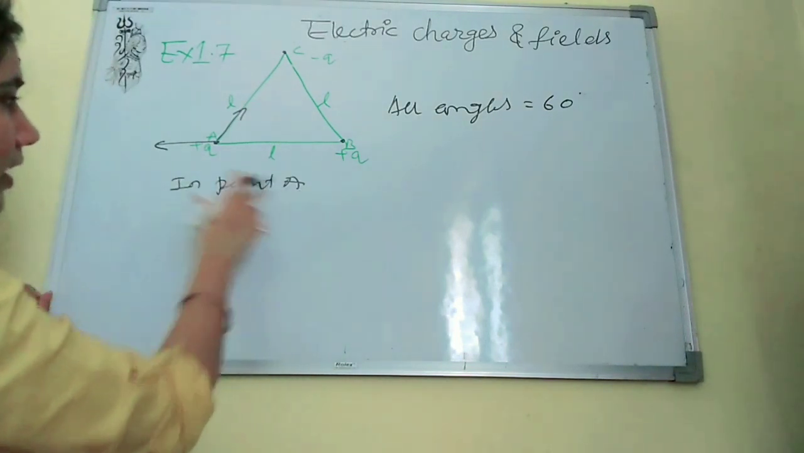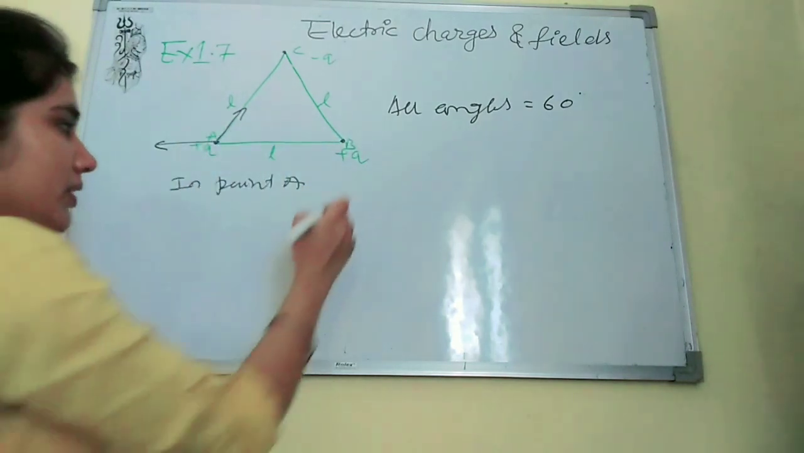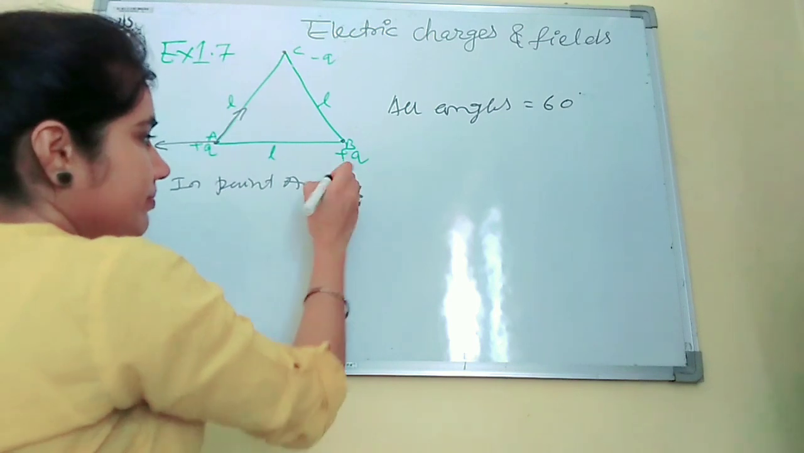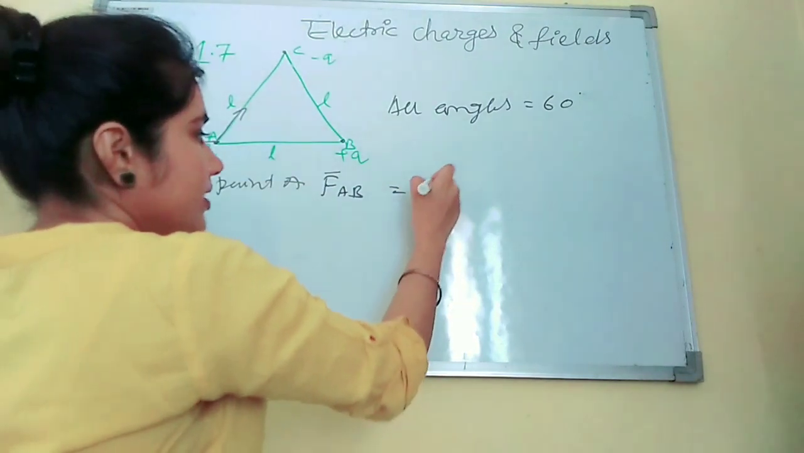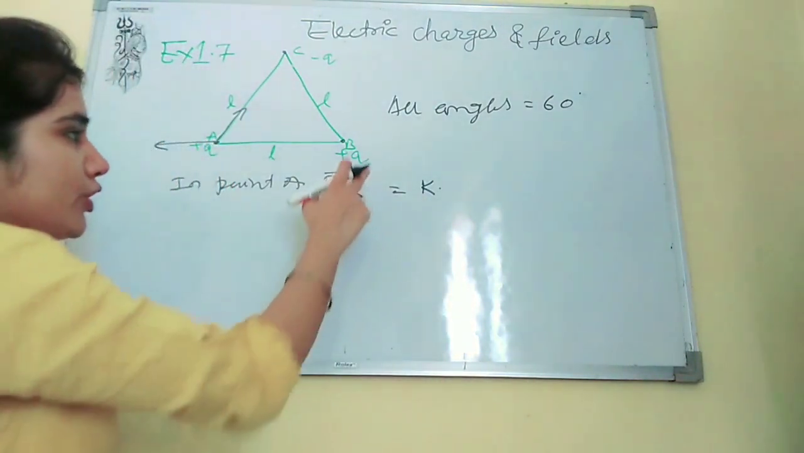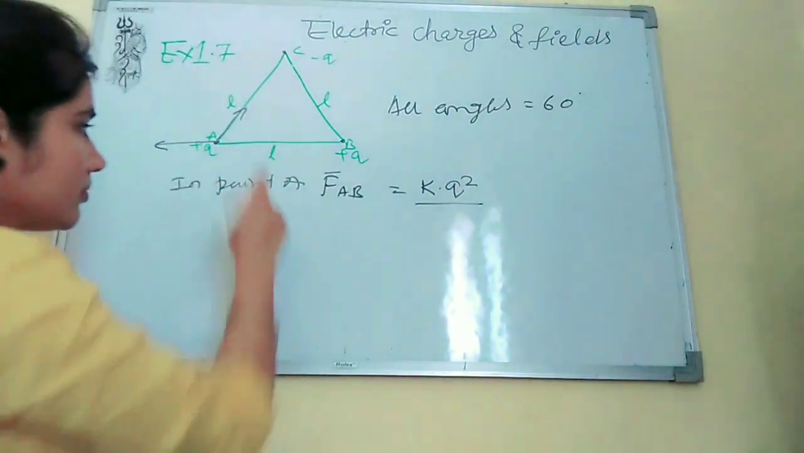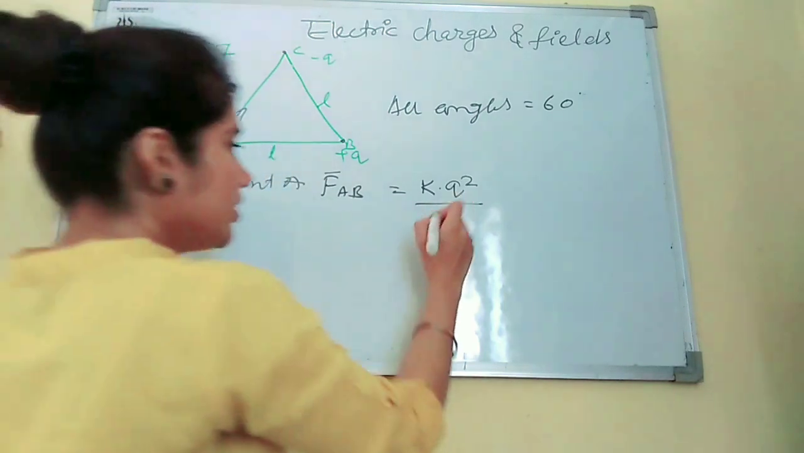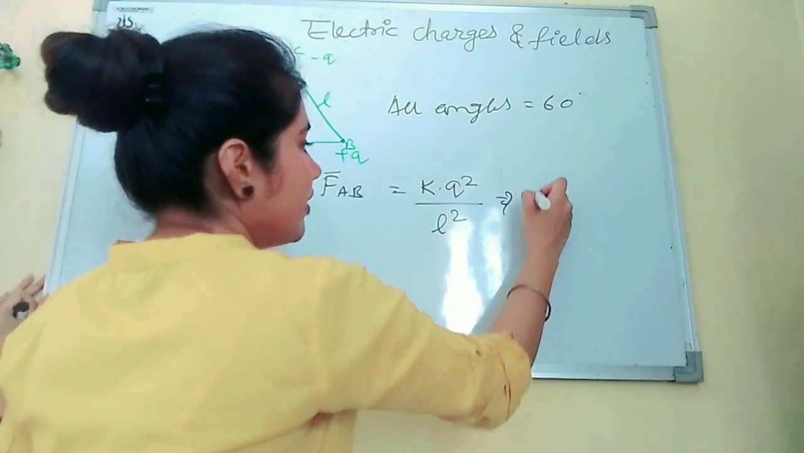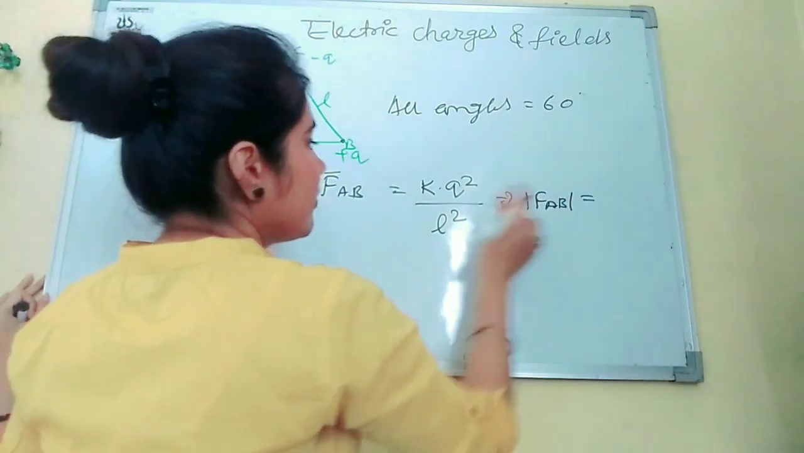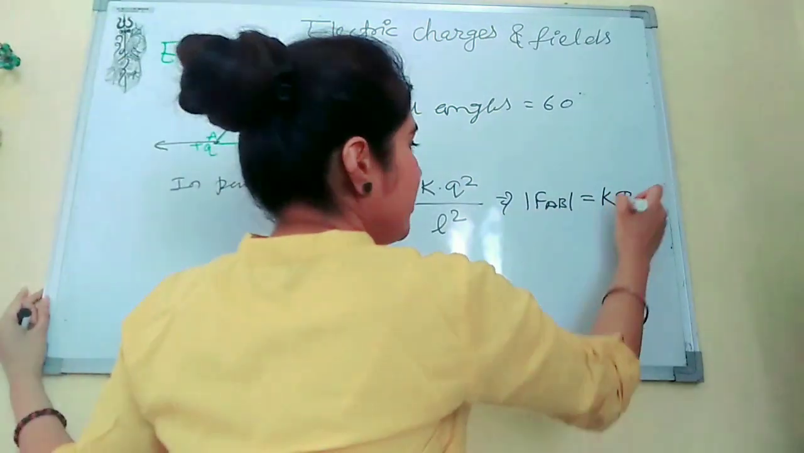Okay. Now at point A, first we will find the force on A because of B. That will be FAB. We simply apply Coulomb's law, that is K into Q1 into Q2, Q into Q, so that will be Q square upon L square, where L is the distance between the charges. Okay, and we will take the mod of FAB.